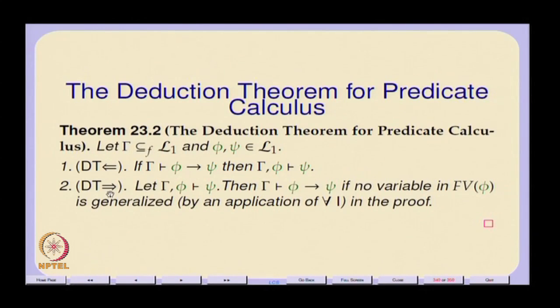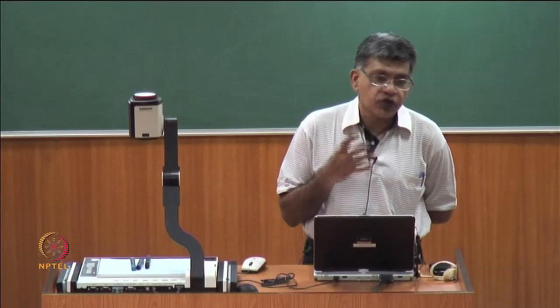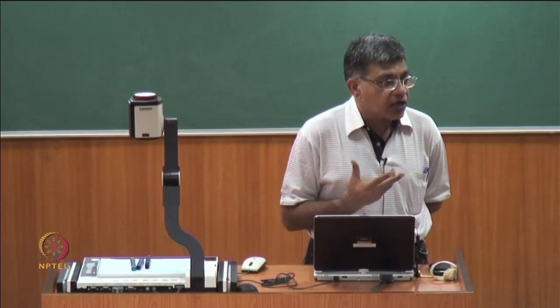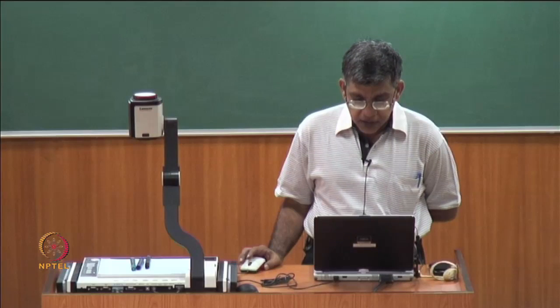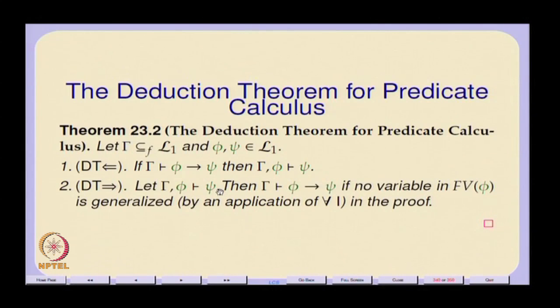Yeah, the right arrow part essentially says that supposing I have an assumption phi, that assumption phi might have some free variables. I do not know the status of those free variables. They could be arbitrary, some of them could actually represent some constants, and therefore only for certain particular valuations phi might be true. But still, if I am assuming phi and if I can prove psi, then I can push phi onto the right hand side, provided no free variable of phi is generalized anywhere in the proof.